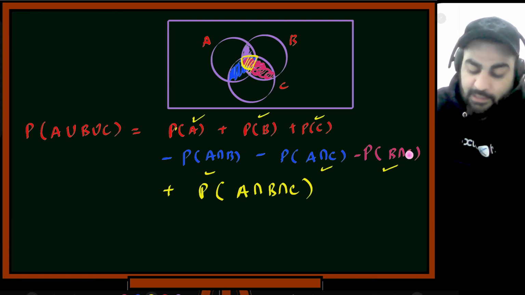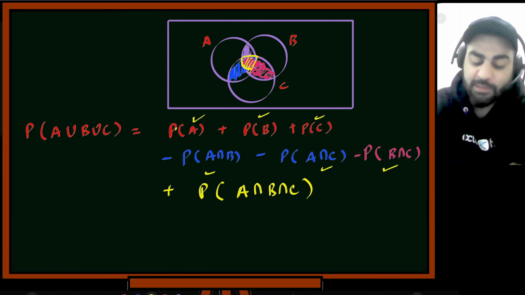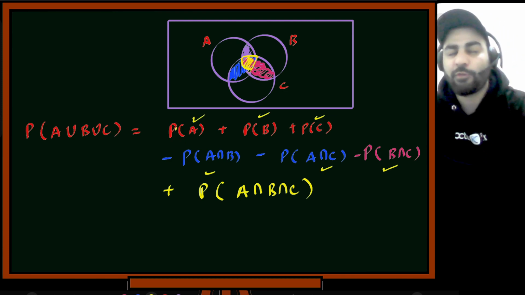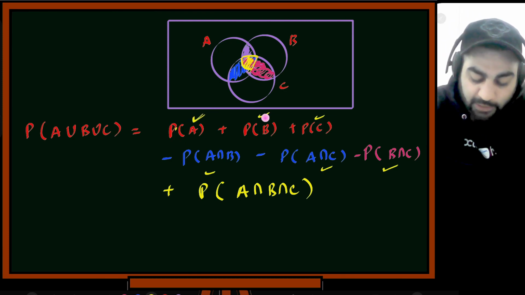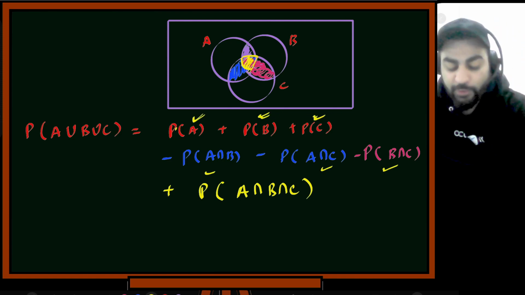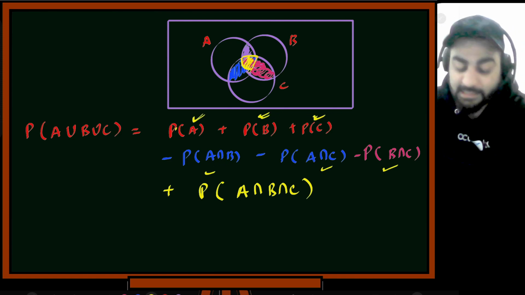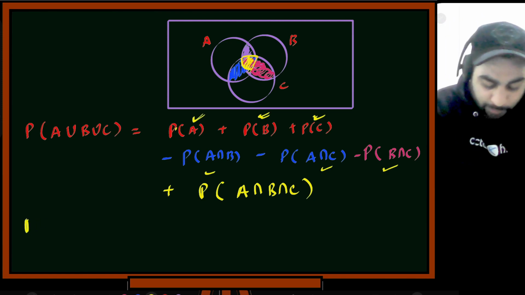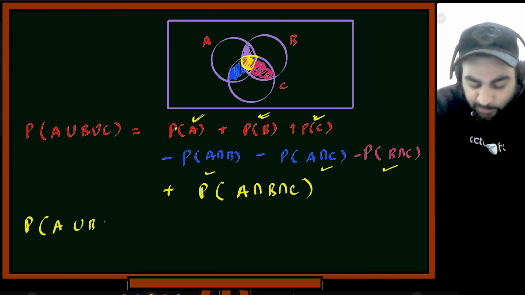For this B intersection C, same thing happens. But now because we have this portion, this yellow, the intersection of all of these 3, we counted it here, here, and here. So now we subtracted it 3 times also. That's the reason I have to add it one more time. Okay, so even probability of A union B union C union D can also be computed from this.